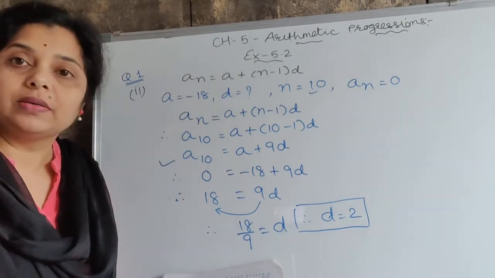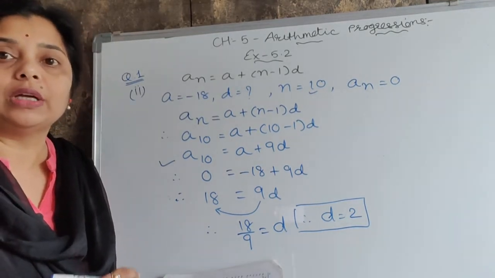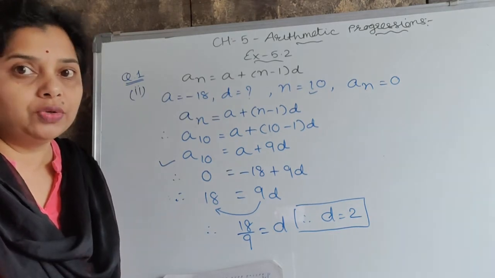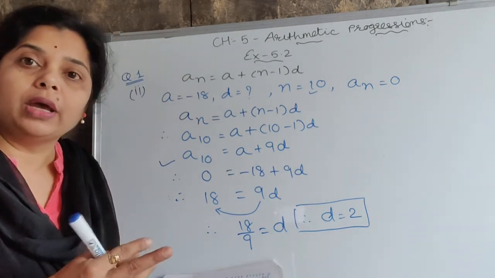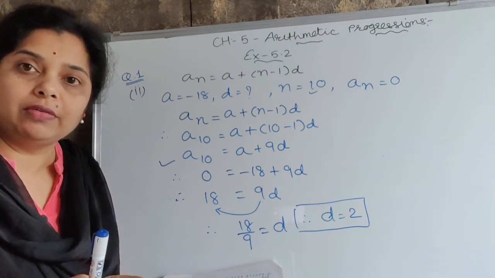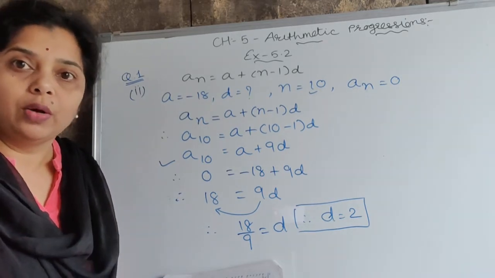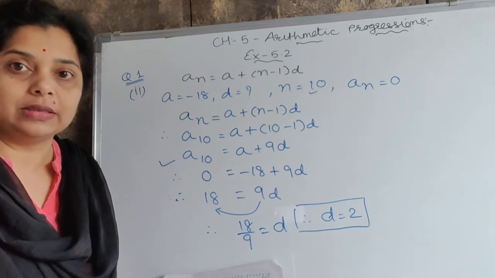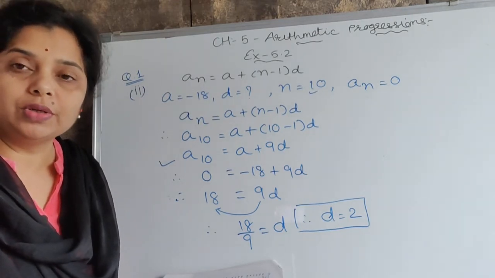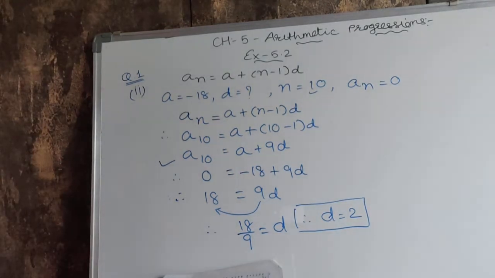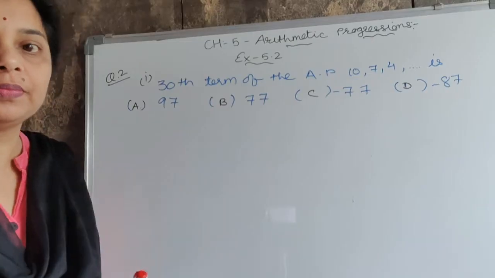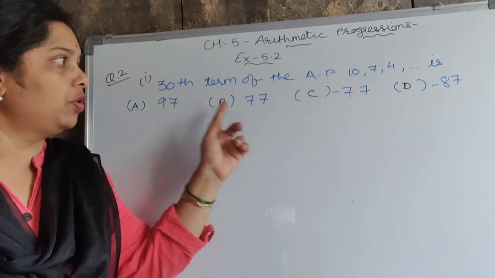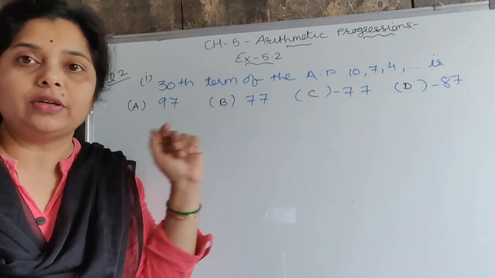Now in the next sums, the third, fourth and fifth sums of question 1, you have to use the same formula, but out of 4 values any 3 are given and you have to find the fourth one. You can apply the same process to find the answer. Let's continue with question number 2. Question number 2 is a multiple choice question. Out of 4 options you have to select the correct option.